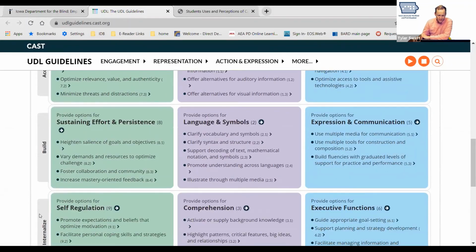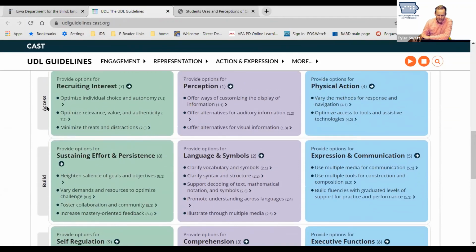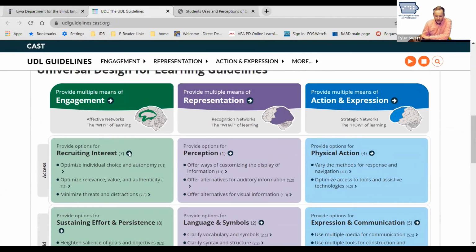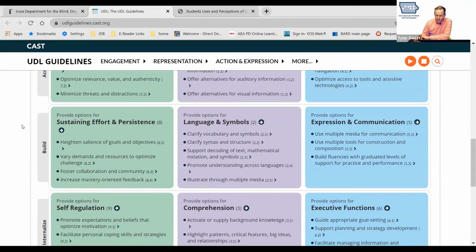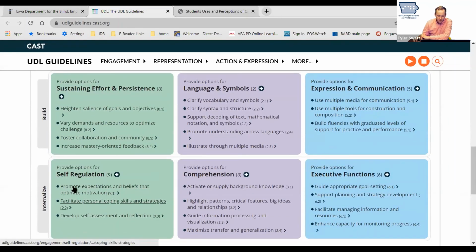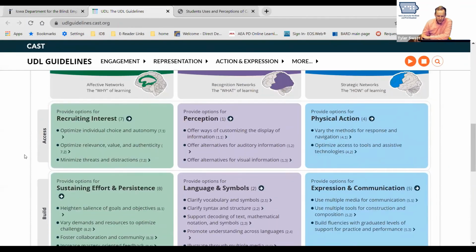So then along the side here, internalize, build, and access are the other three on the other side that they split up. And so I think it does a really good job of giving examples and walking through different things. I barely scratched the surface as far as what UDL is and how to access it. And so I think if you have time, go through and click on some of these and kind of show off.